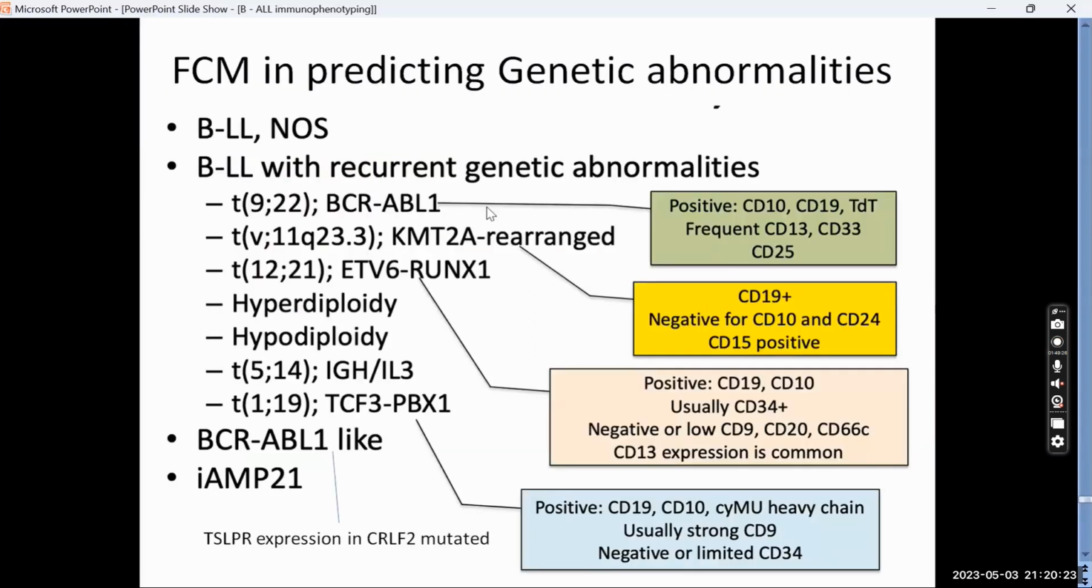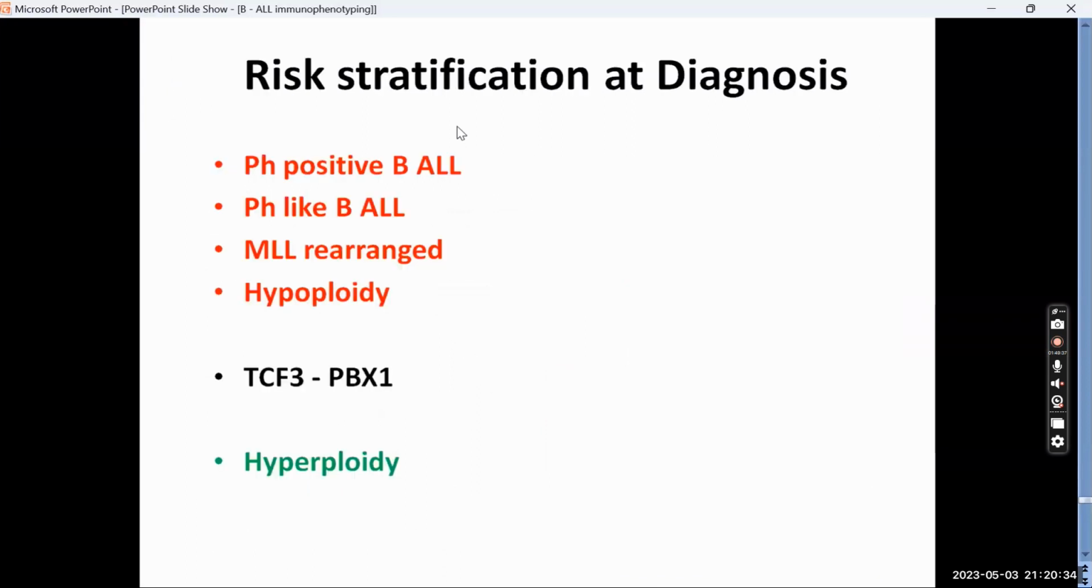Having said all that, still you need to do cytogenetics to confirm. With only flow, you cannot take the case, it's expressing CD13, CD33, should be likely Ph-positive ALL, and start treating. You again need to confirm it with FISH.